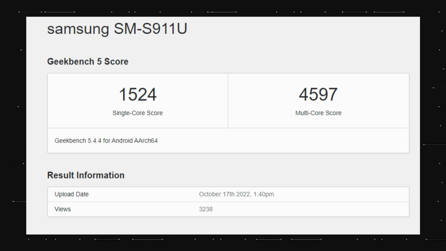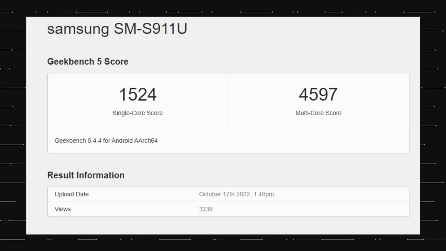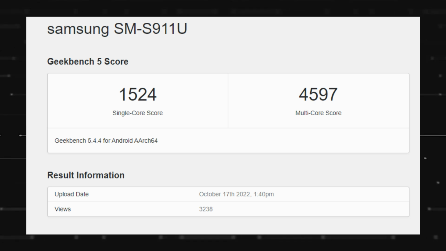Finally, talking about the benchmark scores, the Snapdragon 8 Gen 2 scored around 1500 points on single core and around 4600 points on multi-core. In comparison, the Snapdragon 8 Plus Gen 1 scores around 1300 to 1400 points on single core and around 4200 points on multi-core. There is definitely a noticeable improvement in performance.